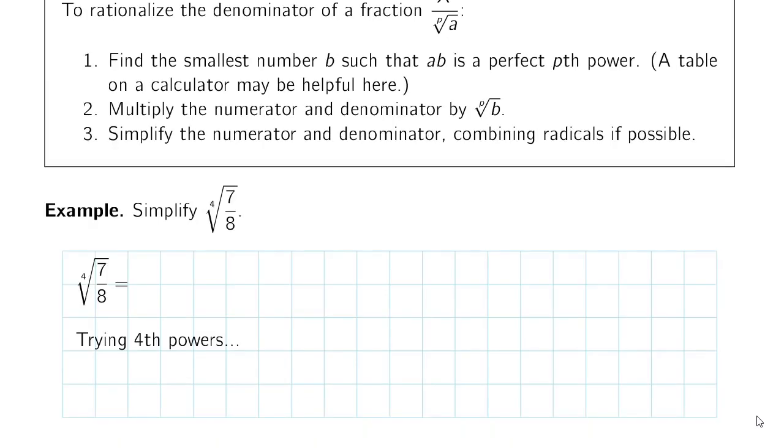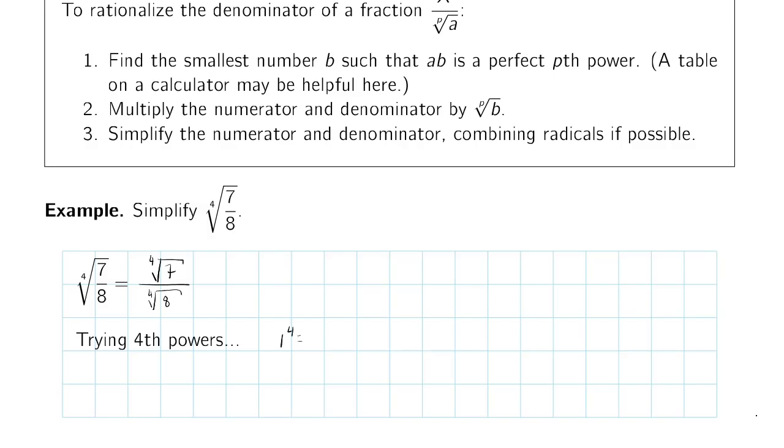Suppose we want to simplify the fourth root of the fraction 7/8. Well, that's just the fourth root of 7 over the fourth root of 8. And we might try on the calculator and see if we're lucky. The fourth root of 8 is not an integer. So we're going to just try some perfect fourth powers, right?